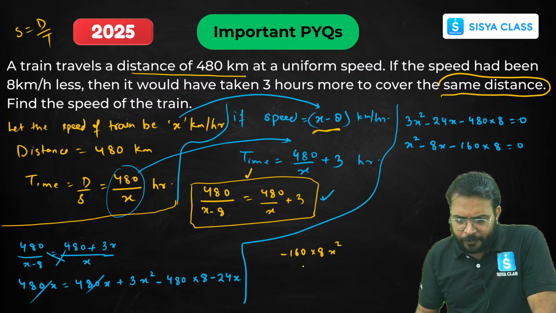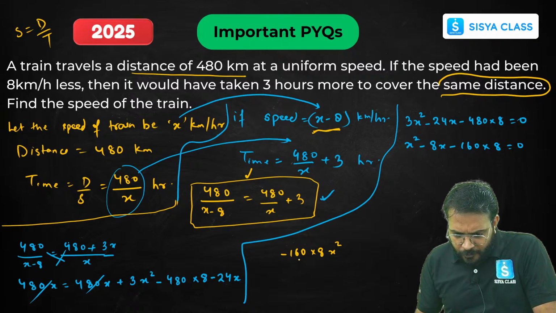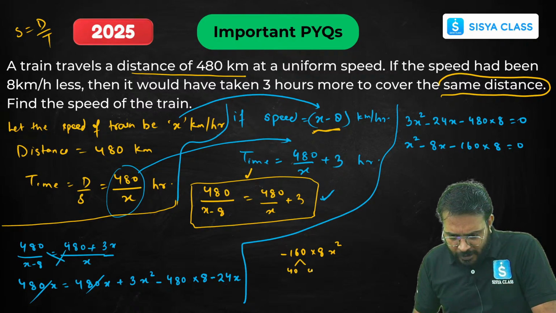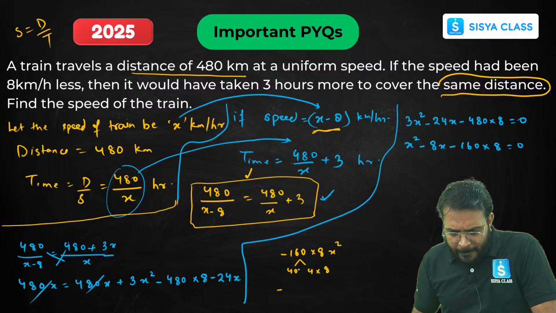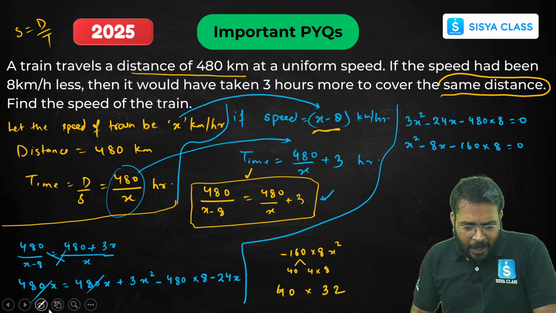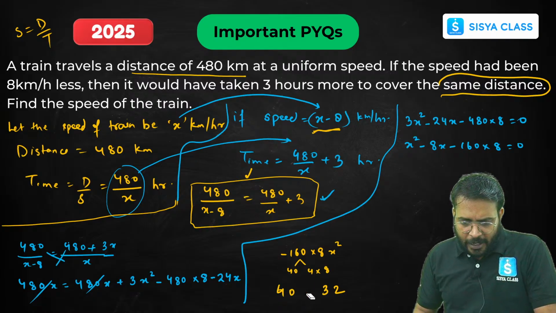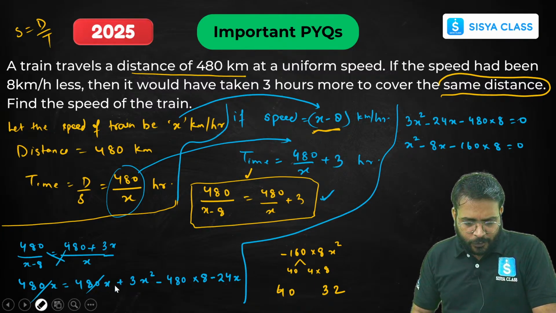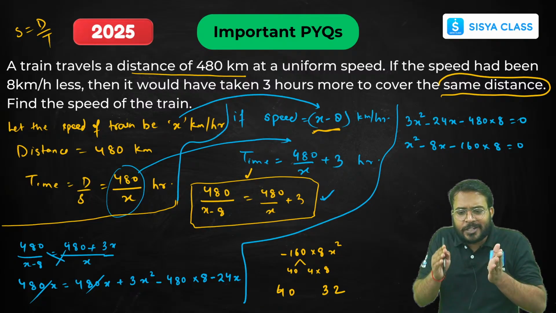How can we write it? 40 into 4, and into 8. So that means it is going to be 40 into 32. I can have two numbers, 40 and 32, definitely. 40 into 32, when you multiply, you will get 160 into 8.